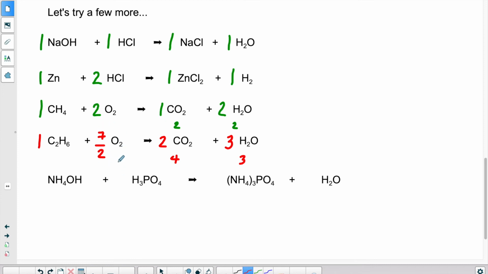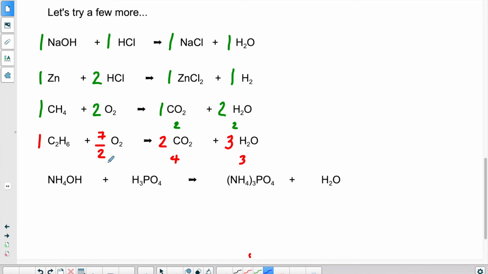We said we can only have whole numbers. What do we do now? So what do we do in math when we want to get rid of a fraction? Well, we multiply by, let's say in this case, this much, right? So I'm going to multiply by 2 to get rid of the half, essentially, the 2 at the denominator.